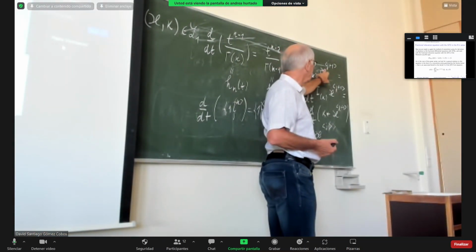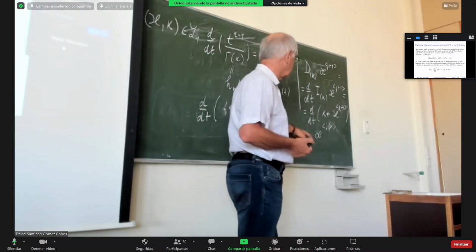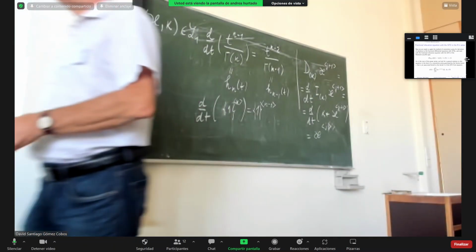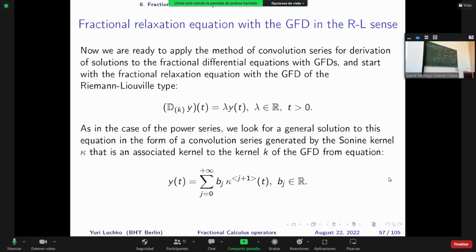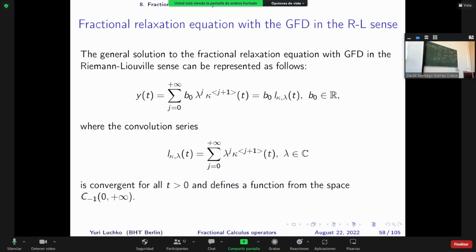And then we can use this relation that the derivative of the j plus 1 fold convolution is the j fold convolution. And then we can just compare these two series on the left hand side and on the right hand side. As a result of this procedure, we get some equations for the unknown coefficients, and we can solve this equation term by term, and the analytical solution, as you see, is expressed in terms of the special convolution series.